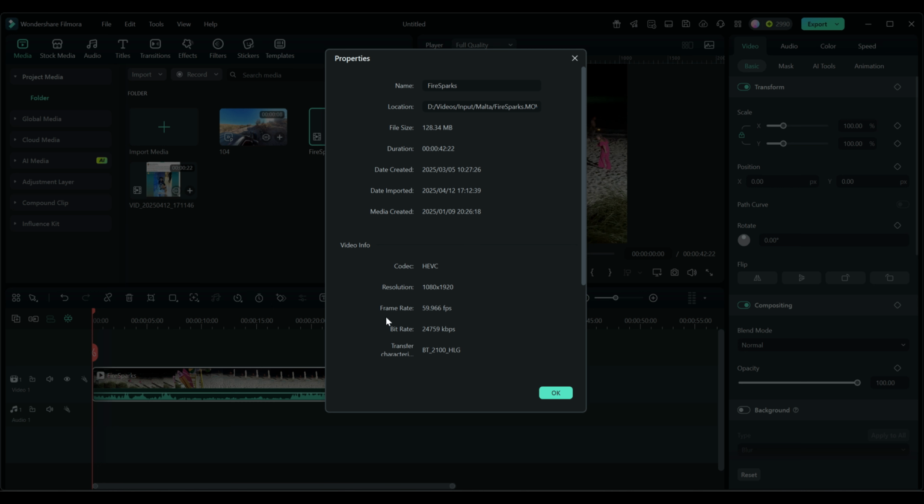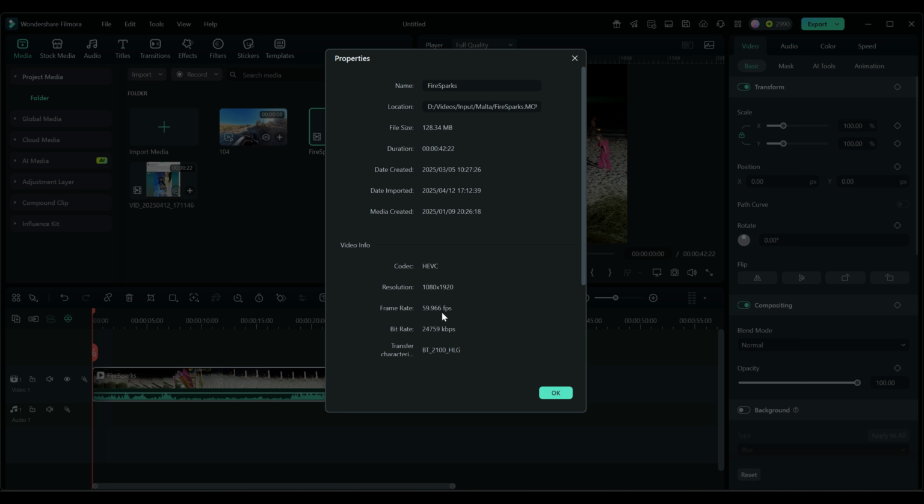And particularly what Maria was asking about was the frame rate. So this was filmed at 59.966 frames per second. So essentially 60 frames per second. What does that mean?